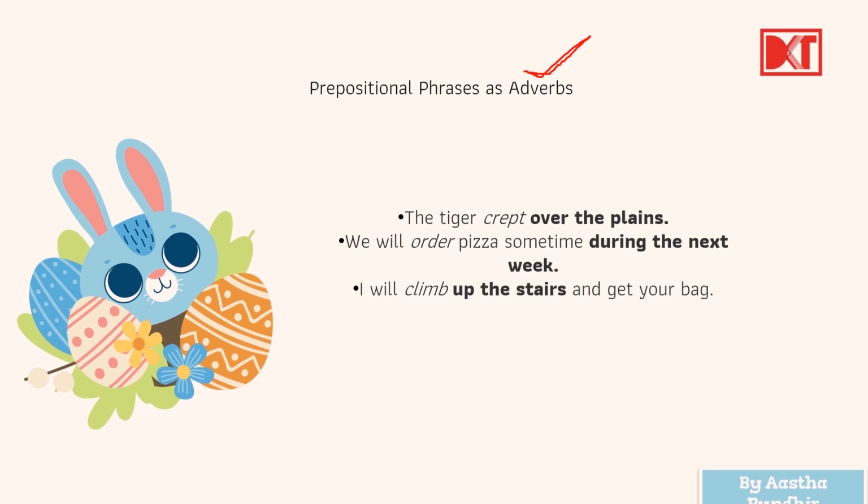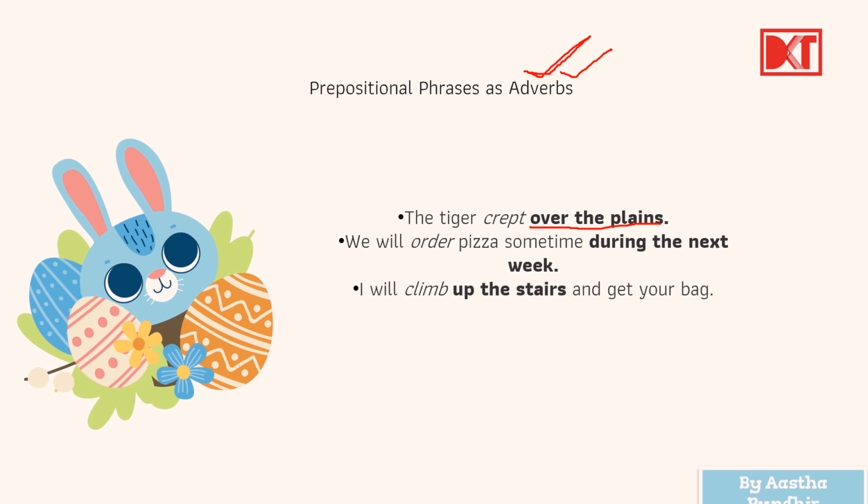These kind of questions are answered by adverbs. So let's see here. The tiger crept over the plains. Now the tiger is the subject, crept is the verb, and over the plains is the prepositional phrase, in which over is the preposition and the plains is the object. Together, over the plains, the one which is in bold, is the prepositional phrase acting as an adverb. Acting as an adverb how? Because it is answering the question of where.